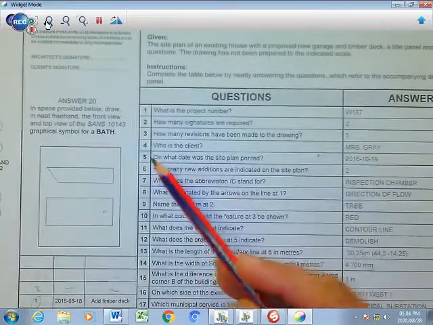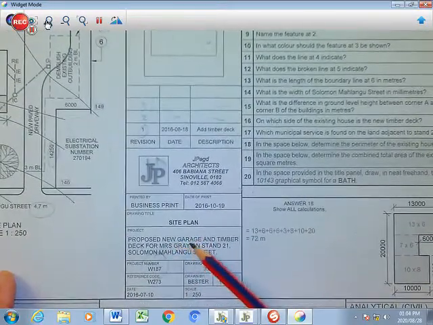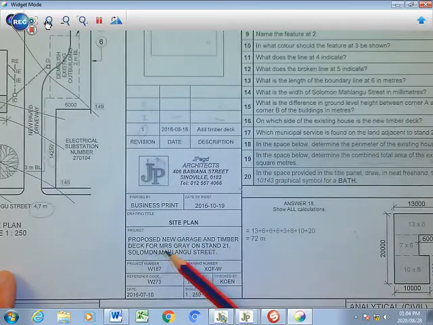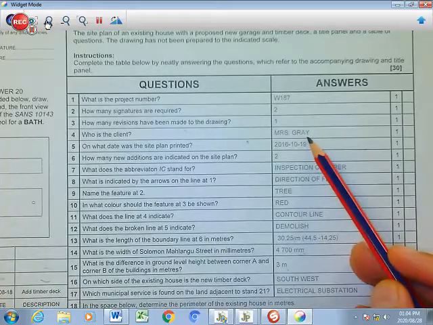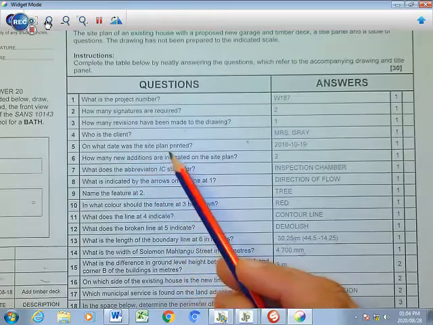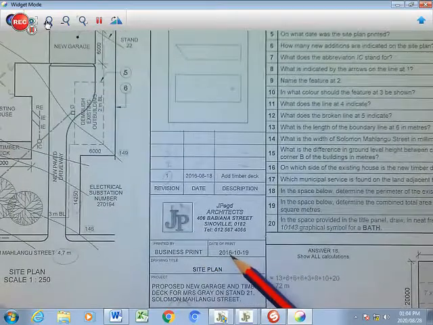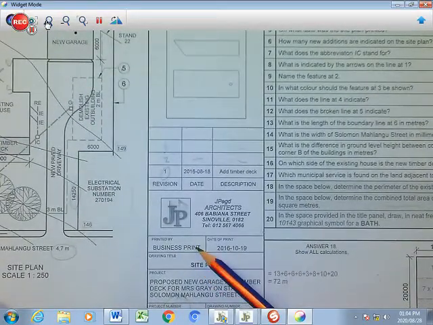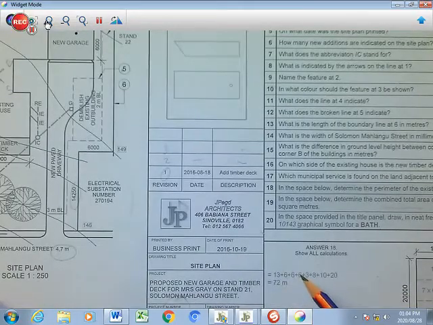Okay, next question, who is the client? So you go to this information right here where my pencil is: proposed new garage and timber deck for Mrs. Gray. So Mrs. Gray is in fact the recipient of this plan. On what date was the site plan printed? It is that date over there, and we're going to find that date here. The company was Business Print, and the date was 2016-10-19, which is the 19th of October 2016.